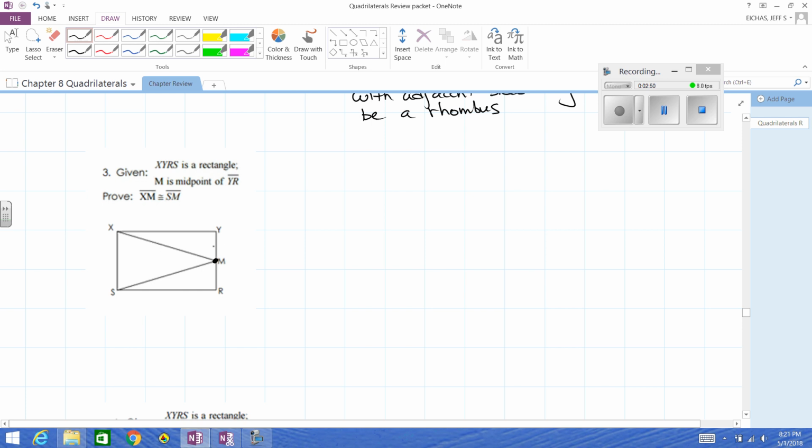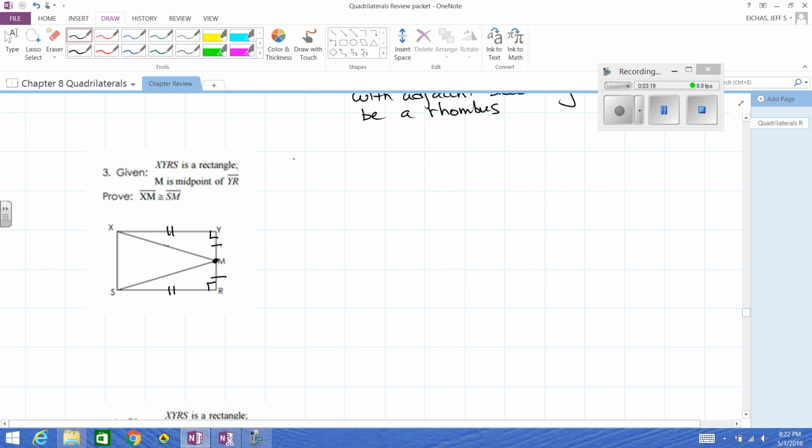All right, so we have a rectangle. So all the angles are 90s. Midpoint, let's see, we're trying to prove that XM is congruent to SM. So I'm looking at it like this. I'm going to prove the triangles congruent by side angle side, and then I'm going to get XM congruent to SM by the corresponding parts of congruent triangles theorem.